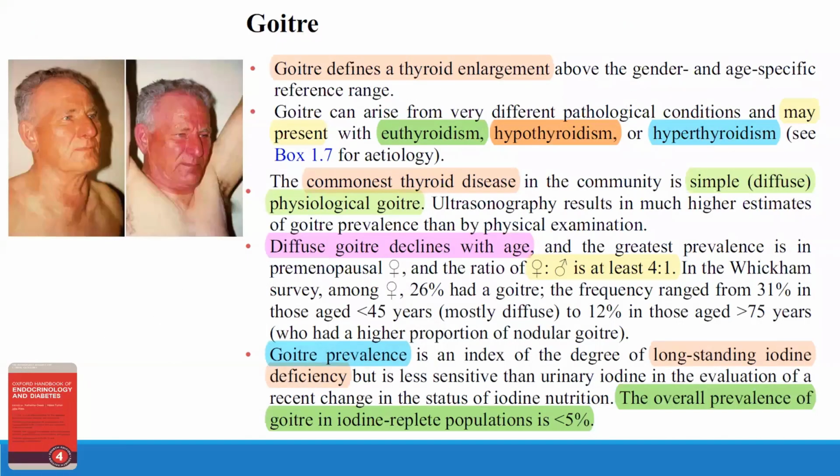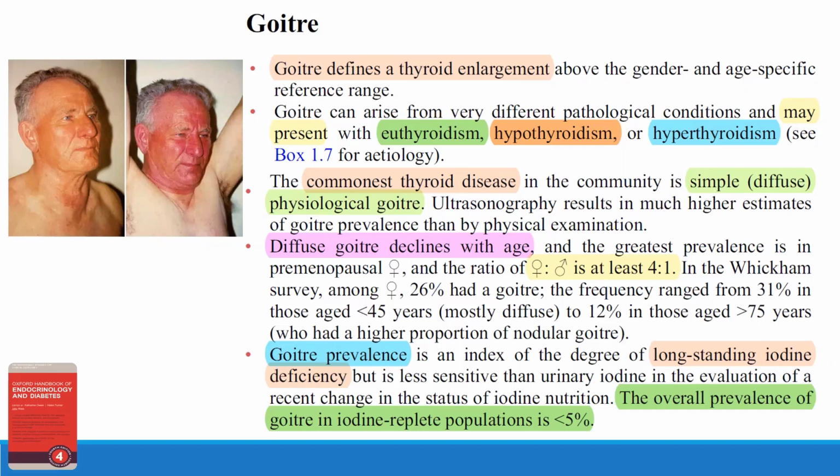So we will go to the goiter, which is the last topic today, inshallah. Goiter defines a thyroid enlargement. And don't forget that goiter does not mean thyrotoxic. Goiter may, in most cases, be in a euthyroid patient, but may be presented in a hypothyroid or hyperthyroid patient. The commonest thyroid disease is simple diffuse physiological goiter. So for any goiter, we should differentiate between diffuse and non-diffuse goiter.